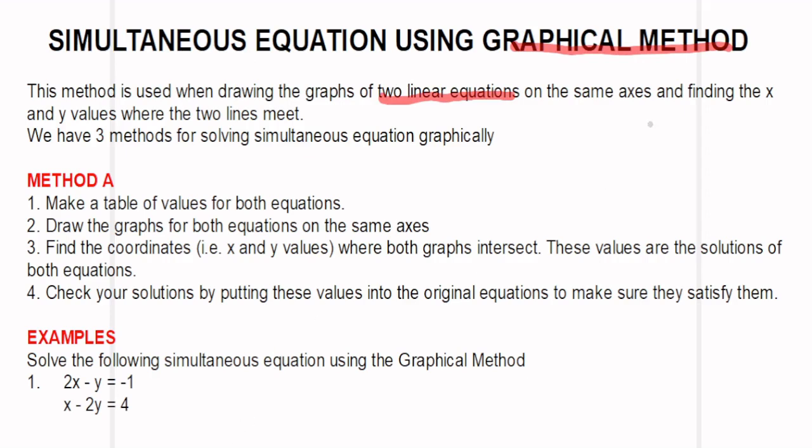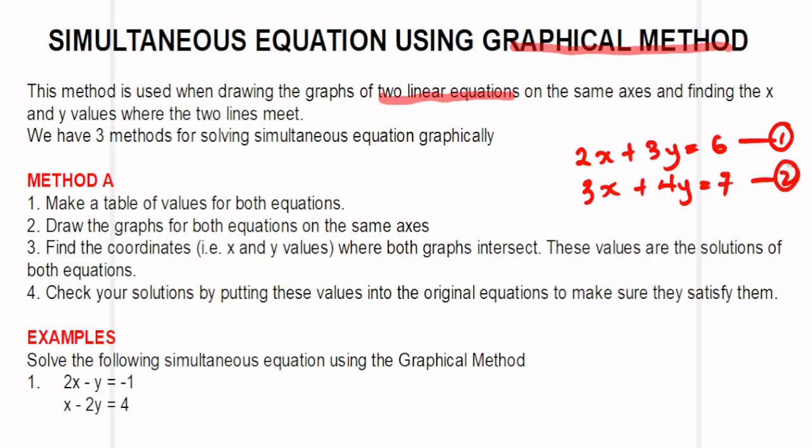We have a linear equation like 2x plus 3y equals 6. This is one linear equation, so we can call this equation 1. Now when we have another equation like 3x plus 4y equals 7, we can call this equation 2. When we are solving two linear equations together, that is what we call simultaneous equations. This method is used when drawing the graphs of two linear equations on the same axis. So x and y for equation 1 and equation 2 are going to be drawn on the same axis.